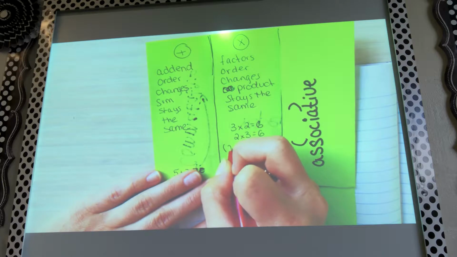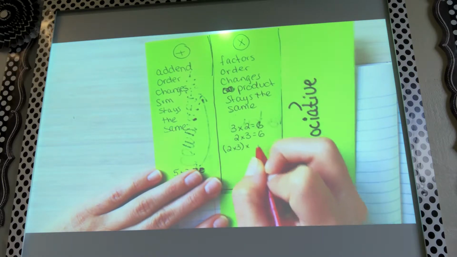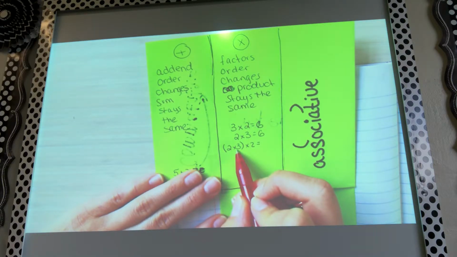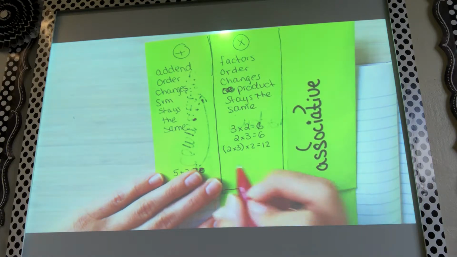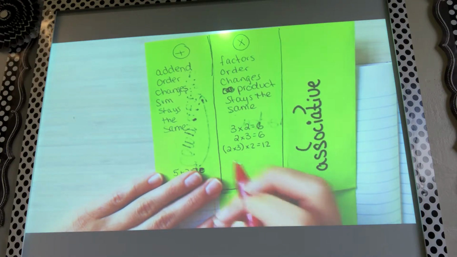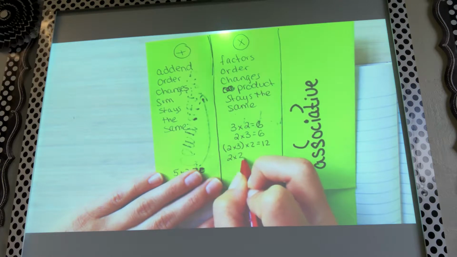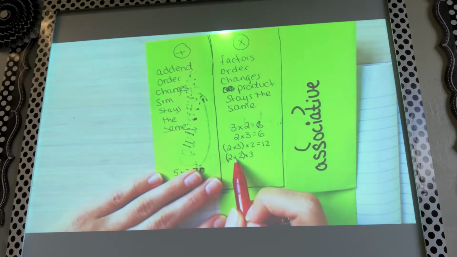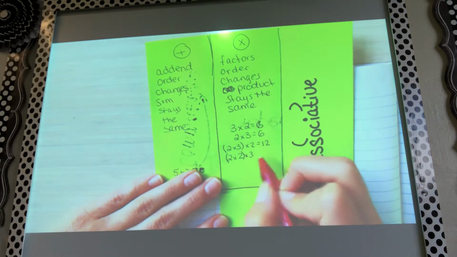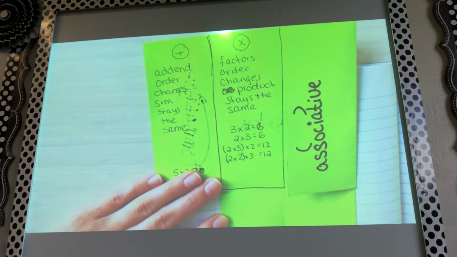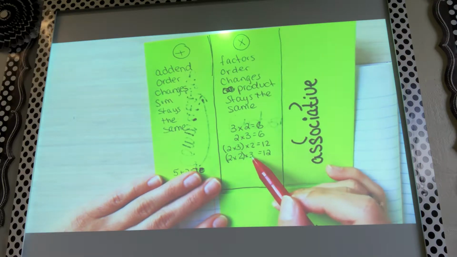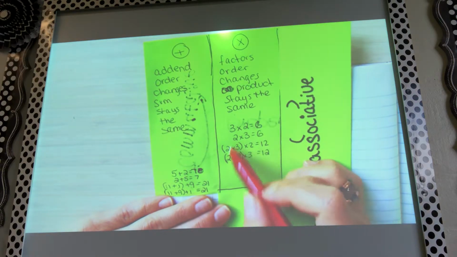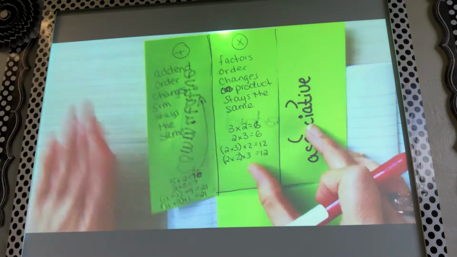Same thing works if I have 2 times 3 times 2. 2 times 3 is 6, times 2 is 12. But I can have my lovely little factors move on over. 2 times 2 times 3. My groupings are still the same. And I have 2 times 2 which equals 4 times 3 still equals a product of 12. So that is when your addends or your factors commute, or they move, their order changes. The groupings haven't moved anywhere, just the factors and addends.